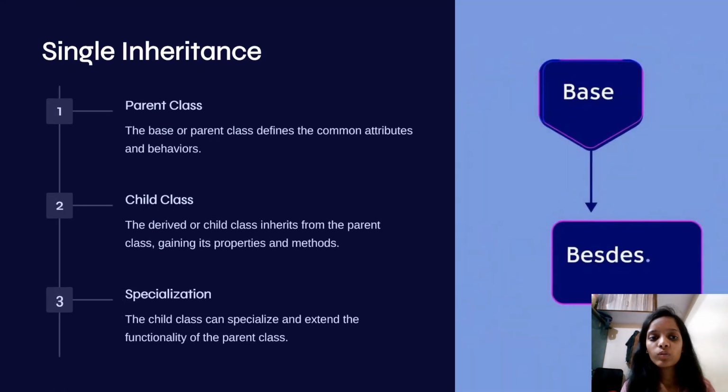So let us know what is single inheritance. Single inheritance involves a single parent class and a child class. Parent class: the base or parent class defines the common attributes and behaviors. Child class: the derived or child class inherits from the parent class, gaining its properties and methods. Specialization: the child class can specialize and extend the functionality of the parent class.